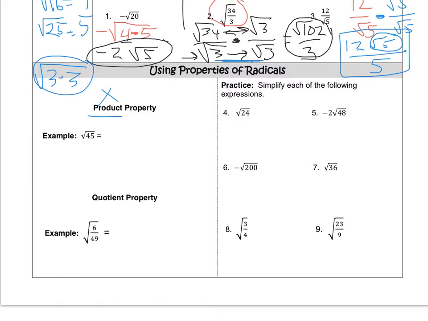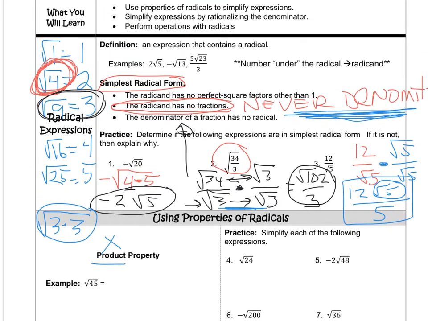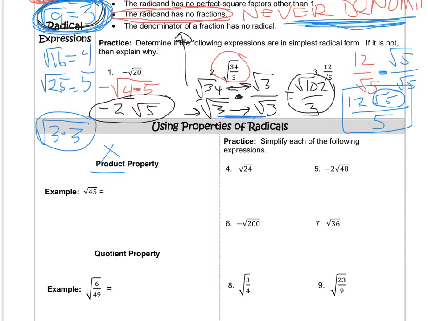Well, if you remember up here above, right here, remember the square root of 9, when it was inside a radical, the square root of 9 is a perfect square number. So, go back.